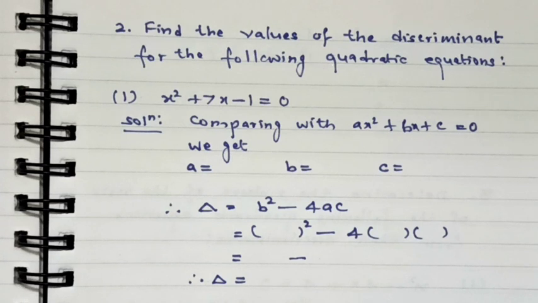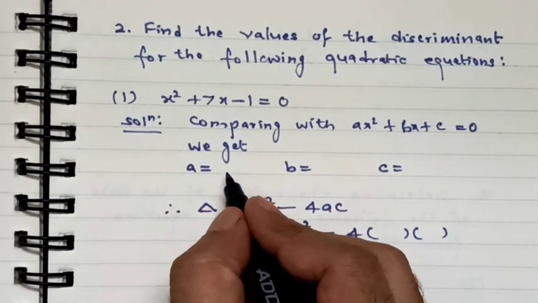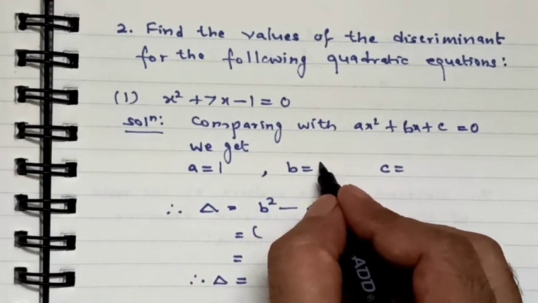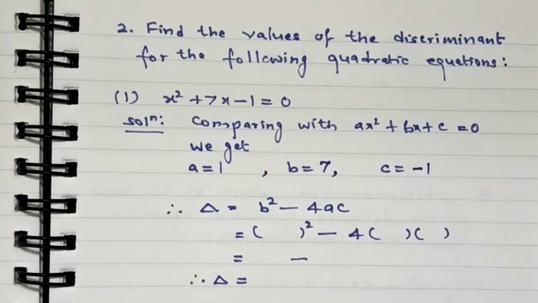To find the value of discriminant, you require the value of a, b and c. To get a, b, c, you need the given quadratic equation in the standard form. So when you compare the given quadratic equation with ax square plus bx plus c is equal to 0, that is standard form, you will get a is equal to 1, b is equal to 7 and c is equal to minus 1.